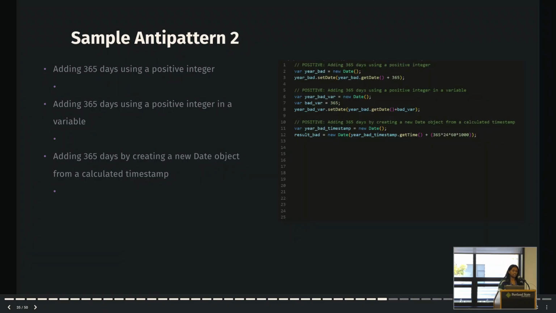The second one does the same thing, but does so putting 365 in a variable just to show how the data flow or taint tracking could work in this scenario. And the third adds 365 days to a new date object by creating the date object from a calculated timestamp. That one is specifically there to show why a simple control F wouldn't work. Random other ways of creating the same problem can always come up, and using static code analysis is really helpful to just grab all of those.